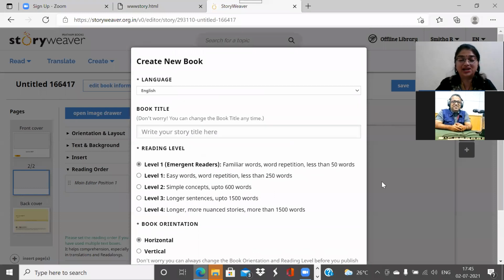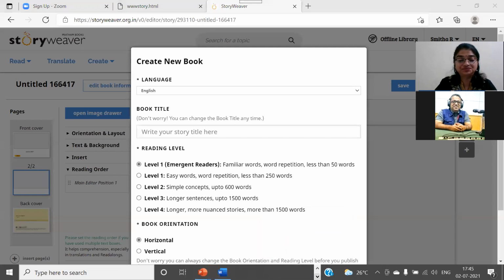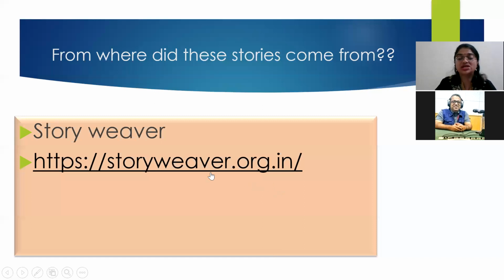In fact, I would like to tell you that my husband and my son also helped me in getting the ideas, because I was wondering how to write a story related to AI. They gave me some plot and I developed it, and this is the result that I have got. That is how we can use Story Weaver as a digital resource to take the stories from, or create my own stories also.